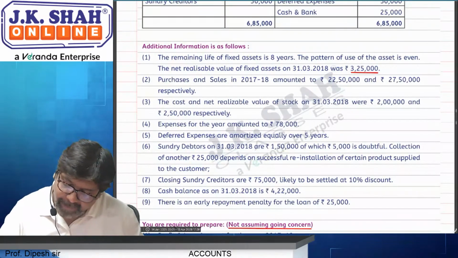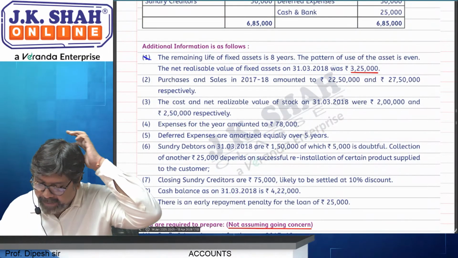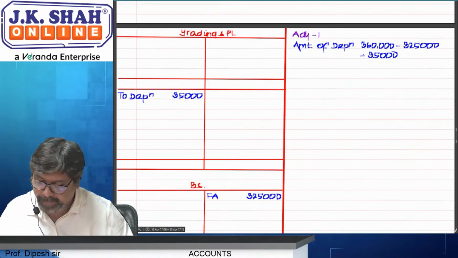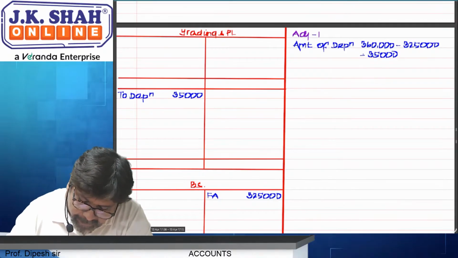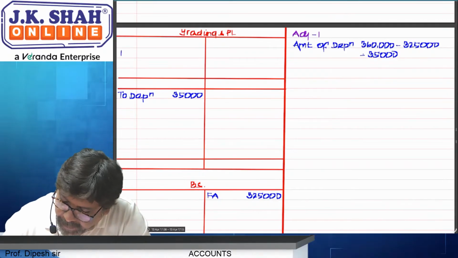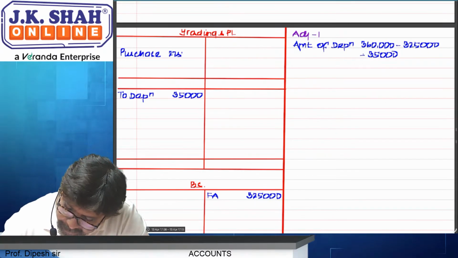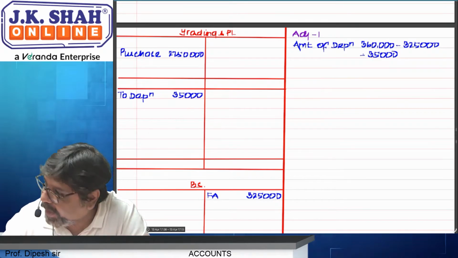So adjustment number 1 is done. 2. Purchases and sales in 2017 and 18 amounted to 22 lakh 50 and 27 lakh 50. So purchase will come where? Purchase how much? And sales how much?